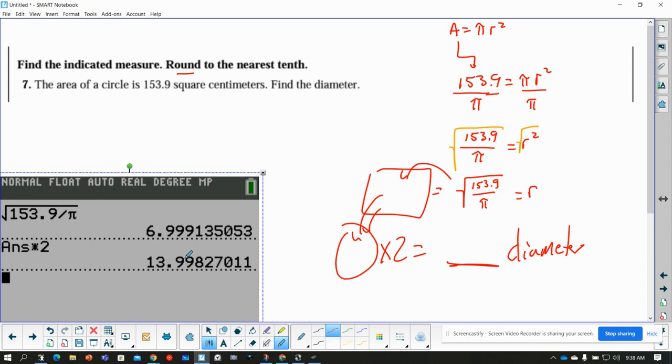So when this is a 9, that means this is going to round up. Well, when a 9 rounds up, it becomes a 10, and that 1 pops over there. So it becomes 14.0, or just 14 if you want. 14.0, and it would be centimeters. That is the answer to question number 7. I know that was long, wasn't it?